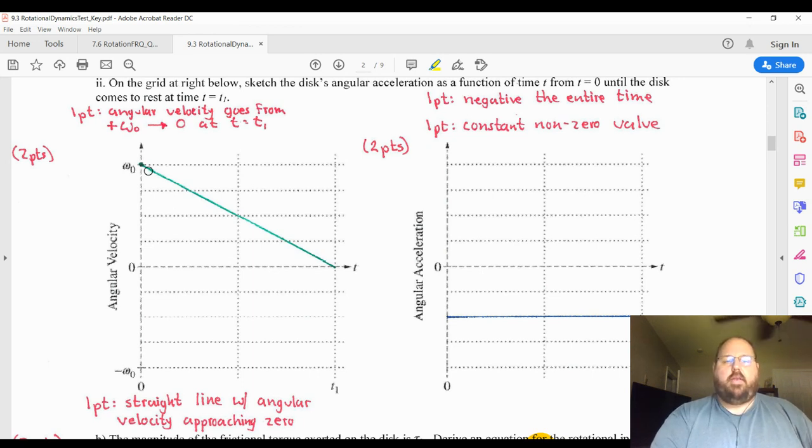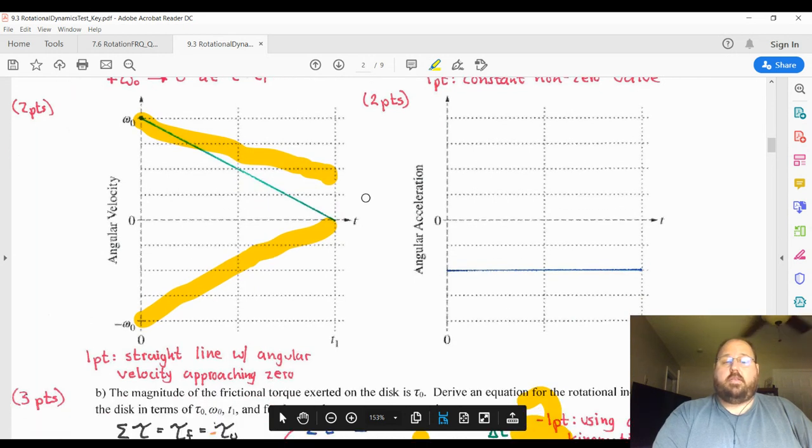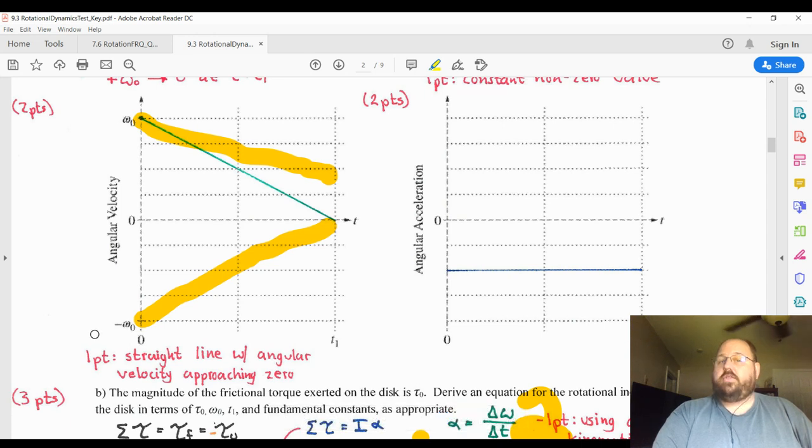So, for instance, I may have an angular velocity graph that does this and say, hey, what is wrong with this? What is right about it? Well, it's right that it's got a constantly decreasing angular velocity. It's wrong in that it doesn't reach zero at the correct time. Or maybe I gave you something like this. All right, what's wrong with that? Well, it starts and stops at the right values, but in the wrong direction. So negative omega will correspond to the opposite direction. So those are the kind of things they can ask you with that.